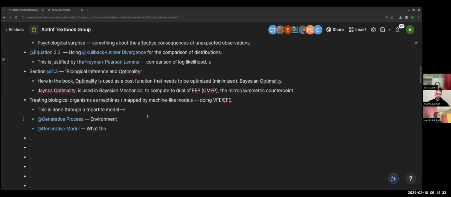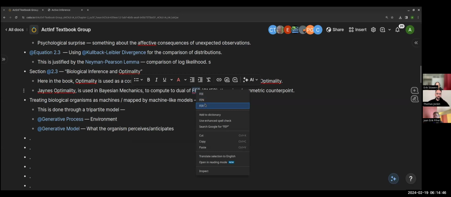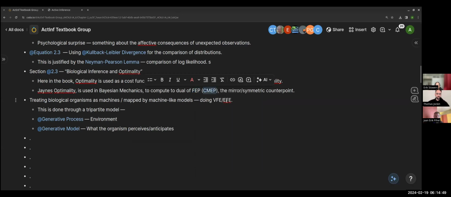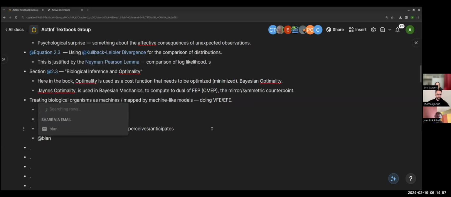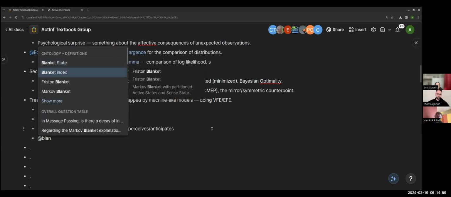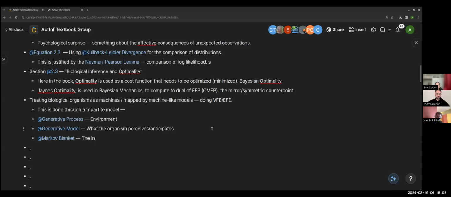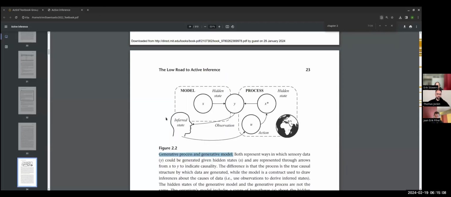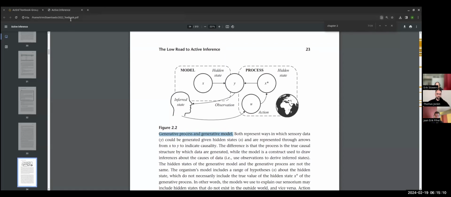perceives about the environment, or at least anticipates about the environment, the data, or the latent hidden states of the environment, and it constitutes its generative model based on those processes. And the way it interacts with the generative process is through the Markov blanket, which we'll come to in much more detail in chapter 3. So here on page 23, we can see this tripartite model in figure 2.2.